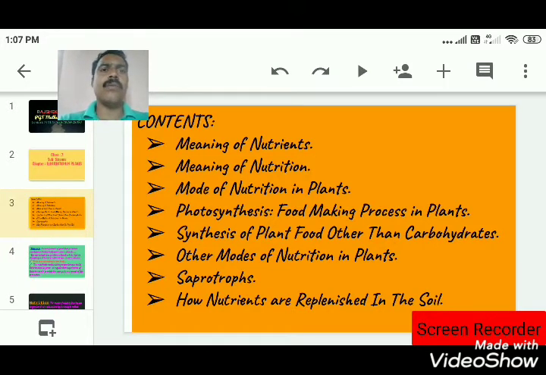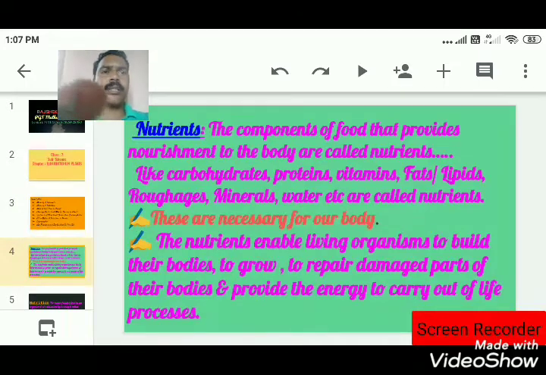Okay, now first we are going to discuss nutrients. What is meant by nutrients? The components of food that provide nourishment to the body are called nutrients. It may be carbohydrates, proteins, vitamins, fats and lipids, minerals, water, fibers, which we also know well, etc. These are called nutrients.